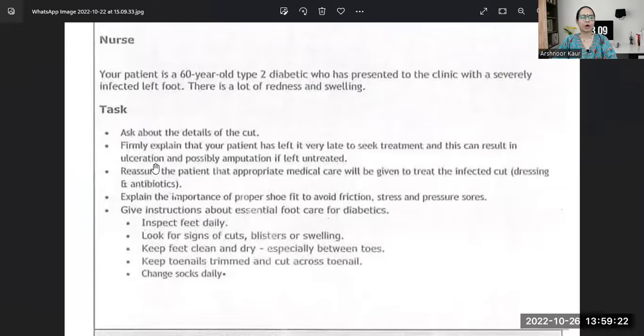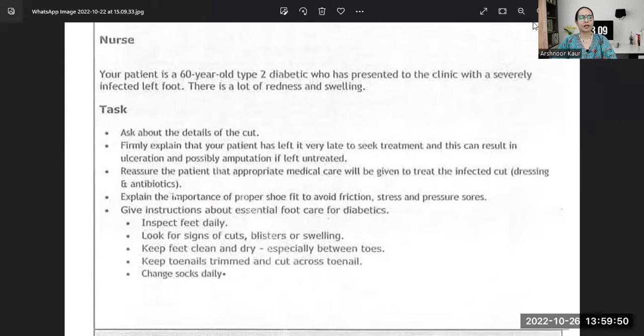So now let's see how we have to do this. Your patient is 60 years old with type 2 diabetes and an infected foot. You have to first of all ask about the details of the cut, and then you have to explain to the patient what information, advice or treatment is required.